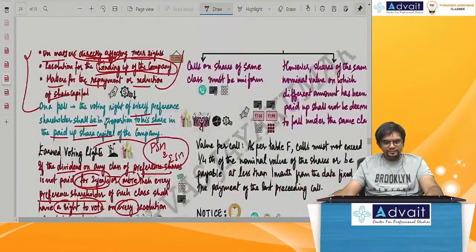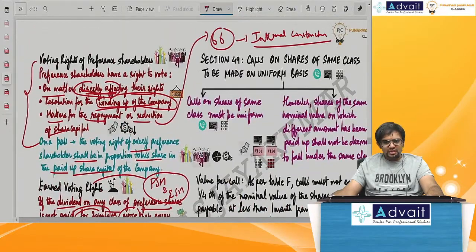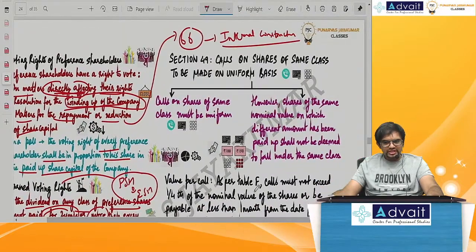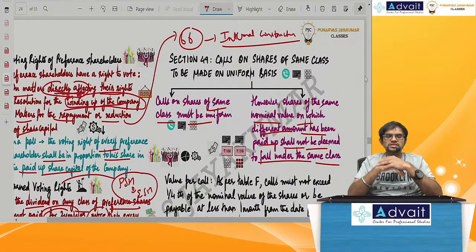Moving on. Section 49: calls on shares of same class to be made on uniform basis. So when I make calls on shares, it should be made on shares of the same class. It must be uniform. However, shares of the same nominal value on which different amount has been paid up shall not be deemed to be paid under the same class.